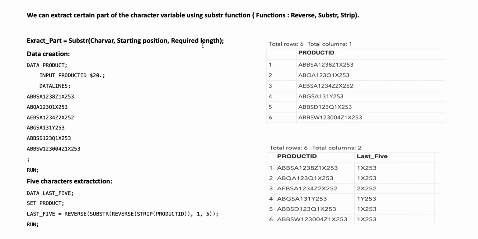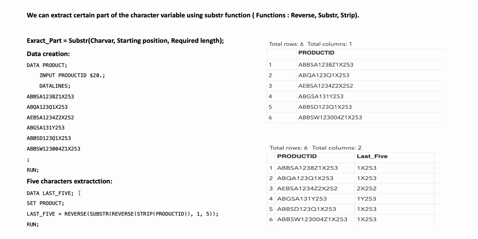To explain this question, we have to set up code. The first set of code creates a data set, and the second set of code extracts a certain part of a character variable. In the first set of code, the data set name is product. It has one variable, product ID, and it has 6 rows. When we run the first set of code, we will obtain the result shown on the right side, first table. It has one variable and 6 records.